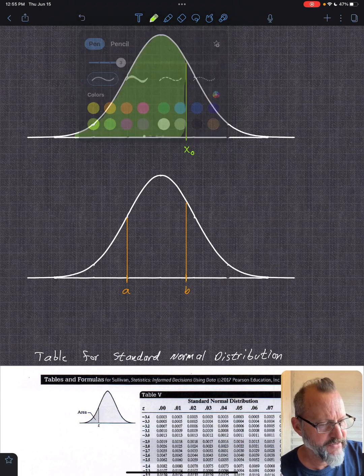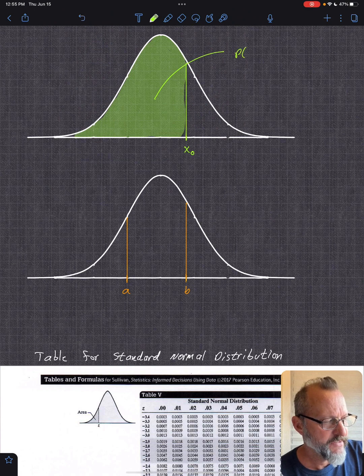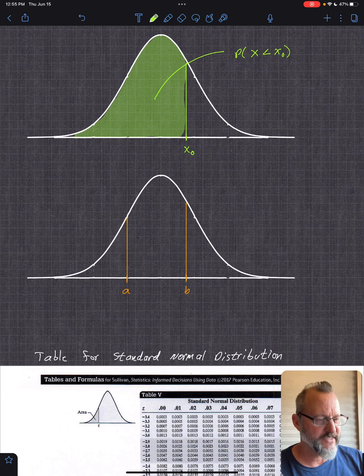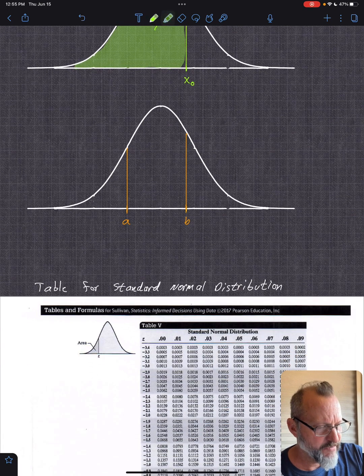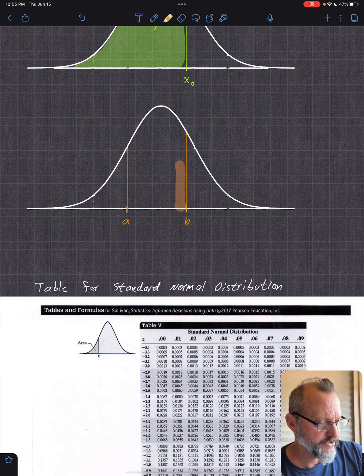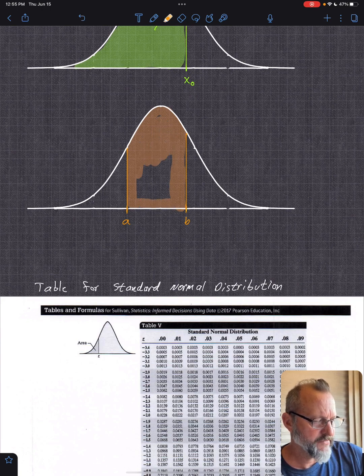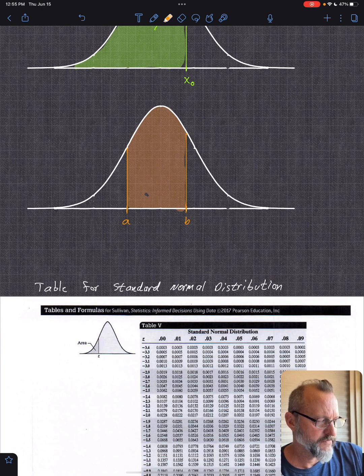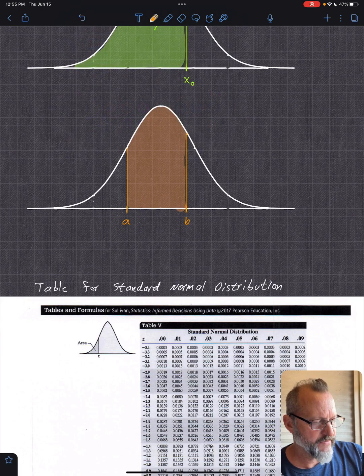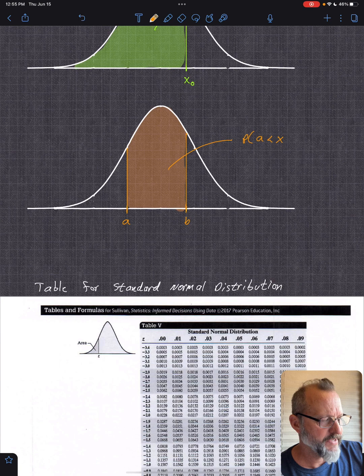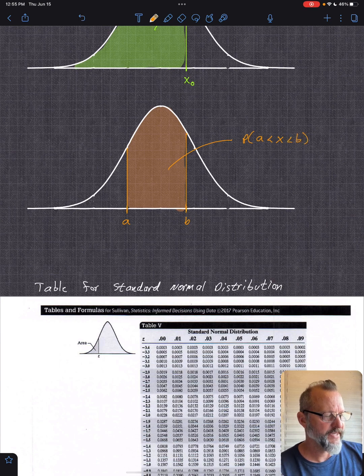I gotta change the color on that. Okay, so this probability is x less than x naught. And remember, it doesn't matter whether you put equal to or not, because a single point doesn't give you area. This probability in question would be between those values. Okay, so that area is the probability that x is between A and B. That's how you'd write it.